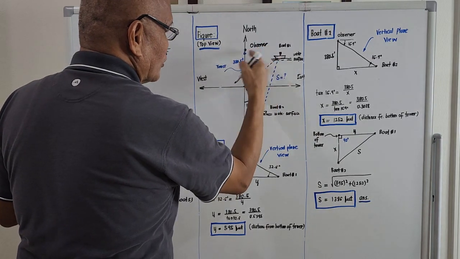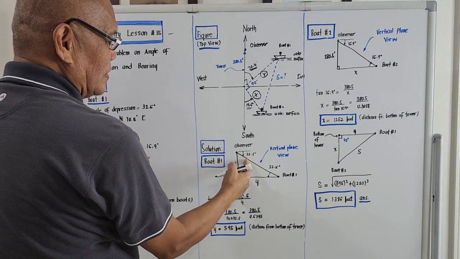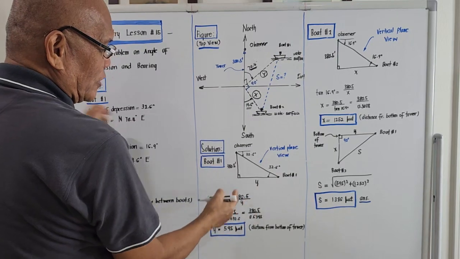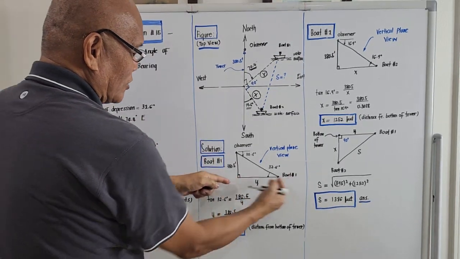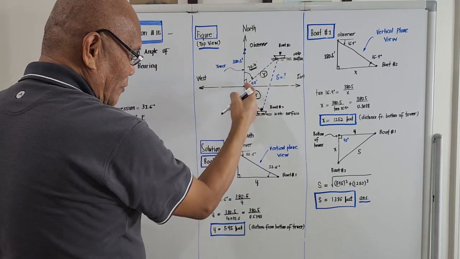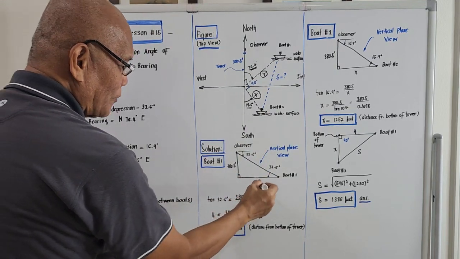The angle of depression of this one is 32.6 degrees. Okay? So if this is 32.6, this is also 32.6. This is the height of the tower, this is the water surface. So I designated that the distance of the boat from the bottom of the tower is y, so this is y. So in here, actually we could compute for y now.